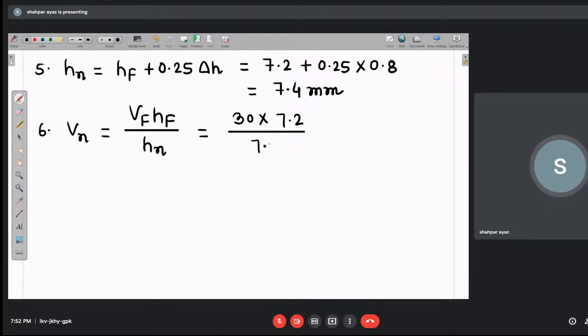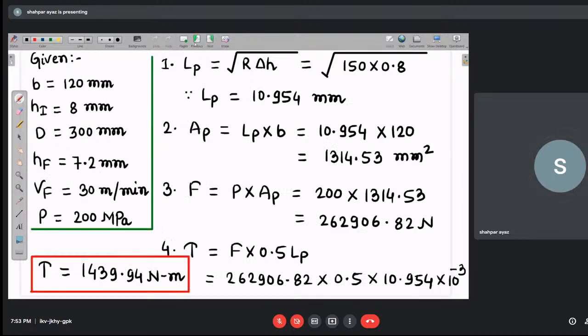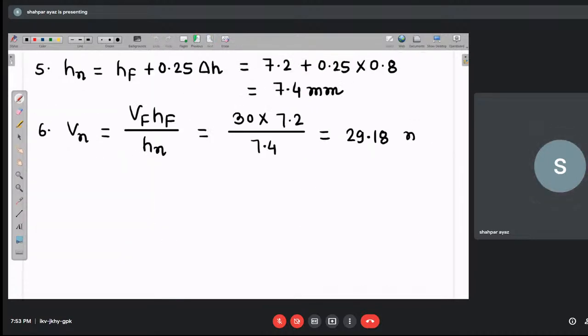When we are solving this, we are going to get 30 into 7.2 divided by 7.4, which is 29.18. What was the unit? Meter per minute. If I'm converting it into meter per second, divide it by 60, which gives 0.486.